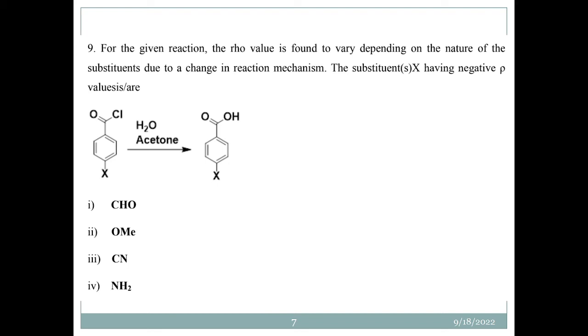Here there is a change in mechanism itself. In the earlier case, there was the same mechanism, just the rate determining step was changing from the first step to the second step. So for the given reaction, the rho value is found to vary depending on the nature of the substituent due to change in the reaction mechanism. The substituent X having negative rho values are which one?